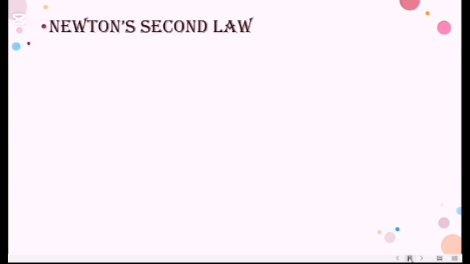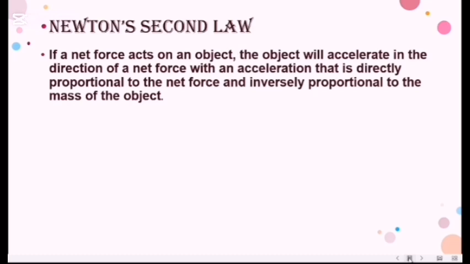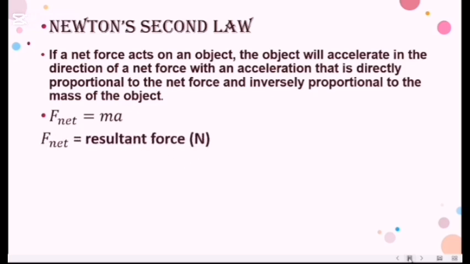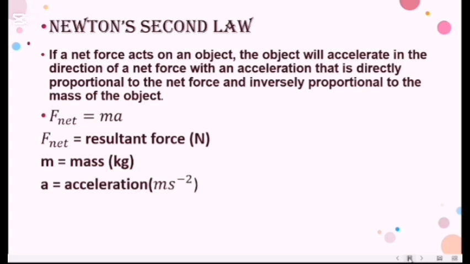So the second law, Newton's second law, states that when a net force acts on an object, the object will accelerate in the direction of the net force with an acceleration that is directly proportional to the net force and inversely proportional to the mass of the object. Newton's second law is given by the formula F net equals ma, where F net represents the resultant force, which is measured in newtons, m represents the mass with the SI unit kg, and a represents the acceleration, the SI unit is meters per second squared.